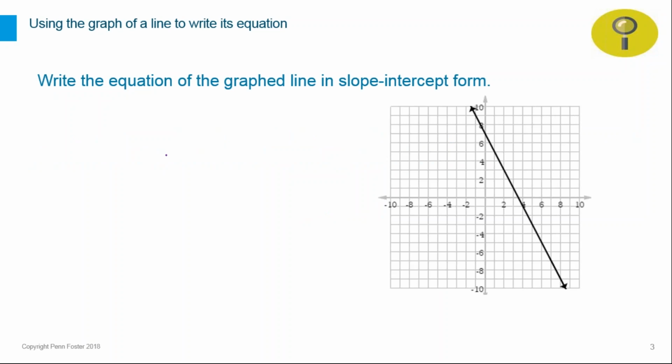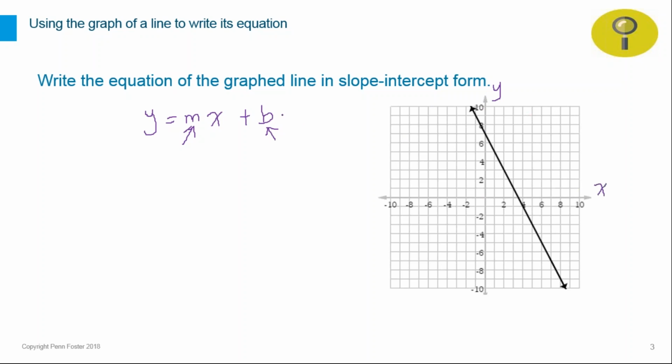Now, how can we, from a graph of a line, come up with the equation in slope-intercept form of this line? Again, we need to remind ourselves of the form. Y equals mx plus b. From this form, we know that we need to learn the slope of the line and also learn where the line intersects with the y-axis.